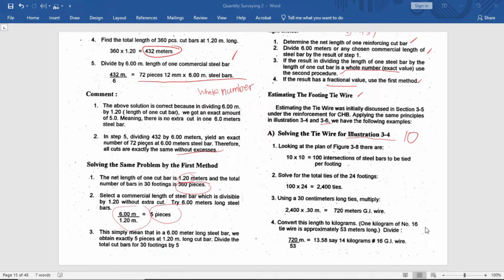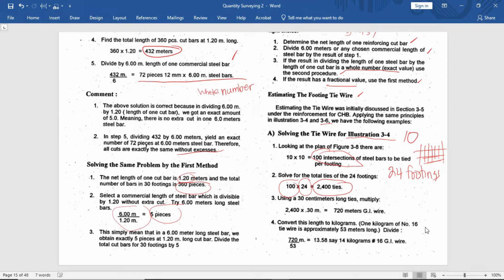So, 10 times 10 kasi nga meron tayong 10 sa isang side, tapos 10 naman sa isang side. Makukuha natin yung number of intersections of steel bars to be tied per footing. So, 100 intersections. Next is solve for the total ties of the 24 footings. Given din last time na yung footing is 24 footings. So, 100 intersections times the 24 footings na given. So, there are 2,400 na intersections na ita-tie natin.